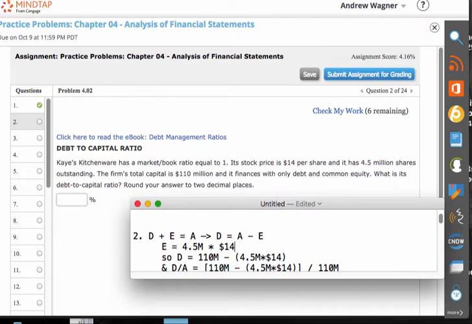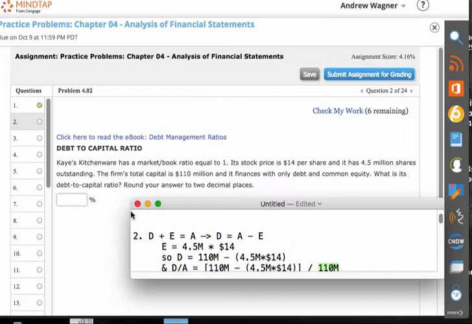All right. So total equity is just the market value per share, $14, times the number of shares outstanding. And since book value and market value are the same, this is the total equity that should be on the balance sheet. So then total debt, according to this equation, is just total assets, or total capitalization, 110 million, minus the equity that we just calculated. And then once you have solved for that total debt, you simply divide by total assets to get the debt ratio.